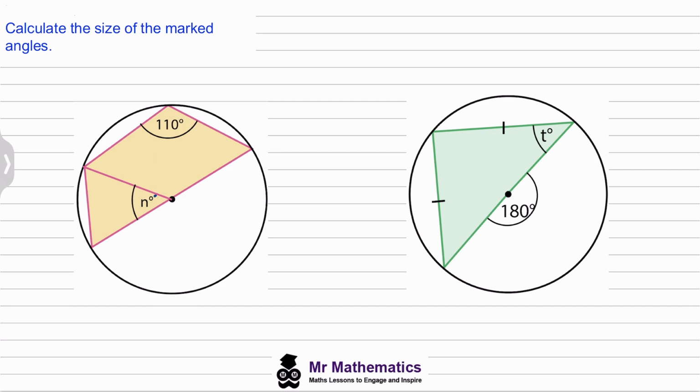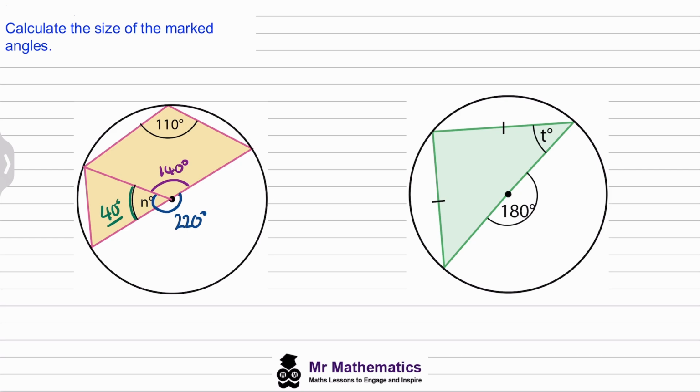So for this question, this angle will be double the 110. This is the angle at the centre. This will be 220 degrees, which means this angle, using angles about a point, will be 140 degrees. And now we can use angles on a straight line, so angle N will be 40 degrees. Did you get that?